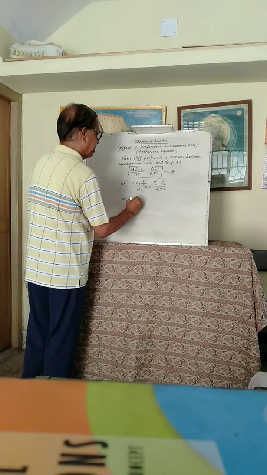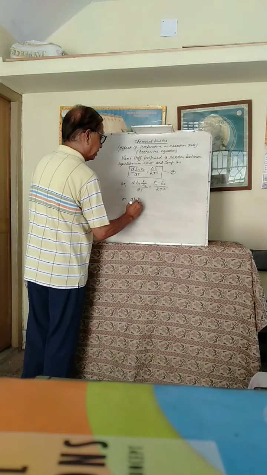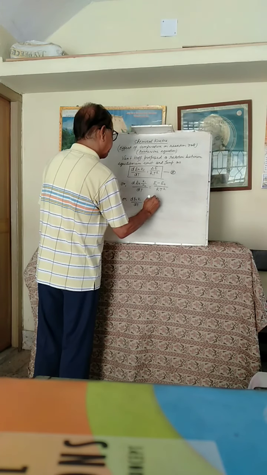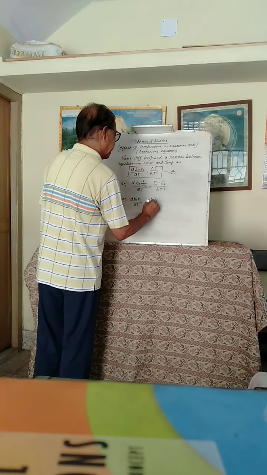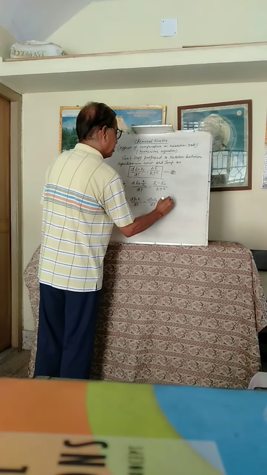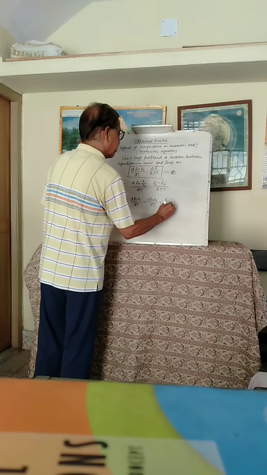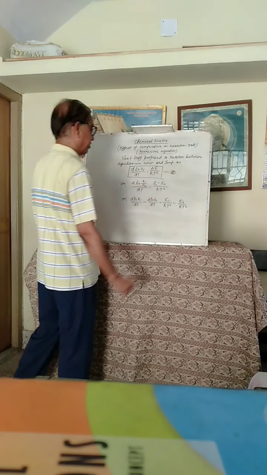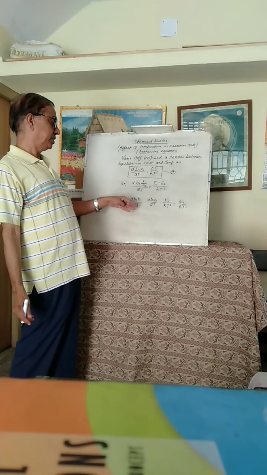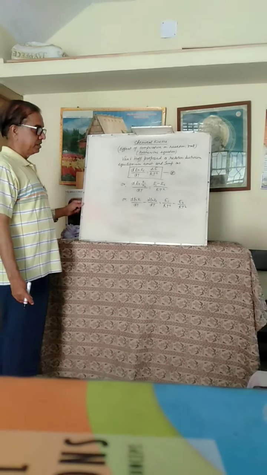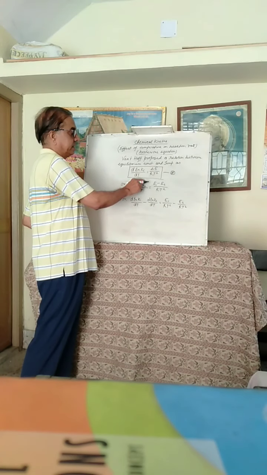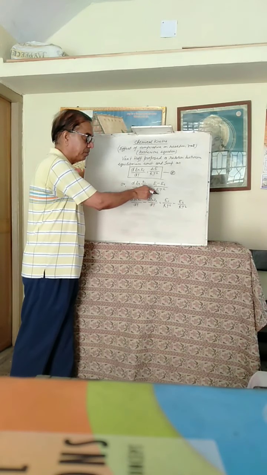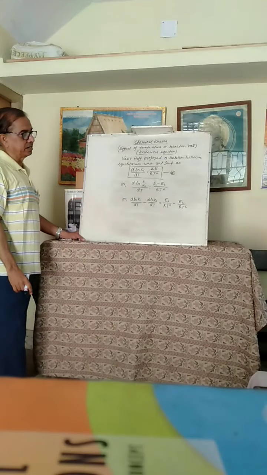or d ln K1 upon dt minus d ln K2 upon dt is equal to E1 upon RT square minus E2 upon RT square. As you know, log A by B is equal to log A minus log B.